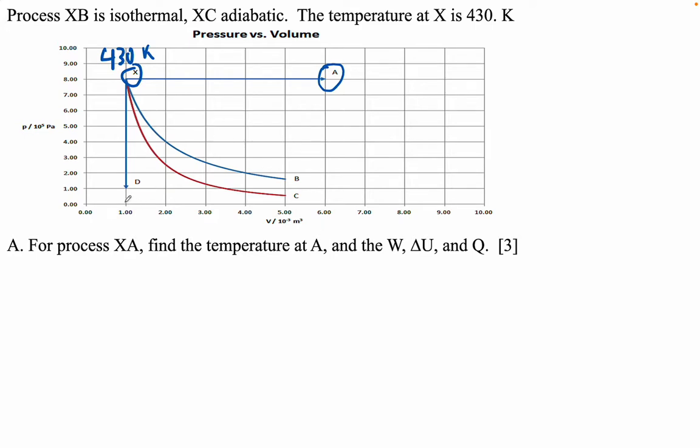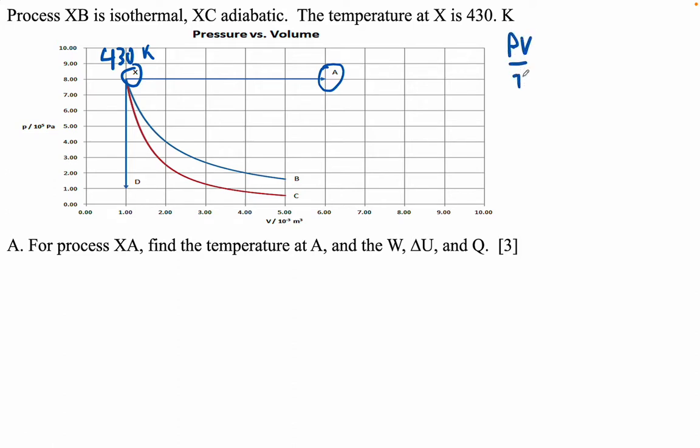You can look at this and go, well, we're going from 1 liter to 6 liters. And the only way to do that, with the pressure staying constant, right, is to multiply the temperature by 6. So you can do that. For those of you who prefer more formulas, we're going to use the combined gas law.